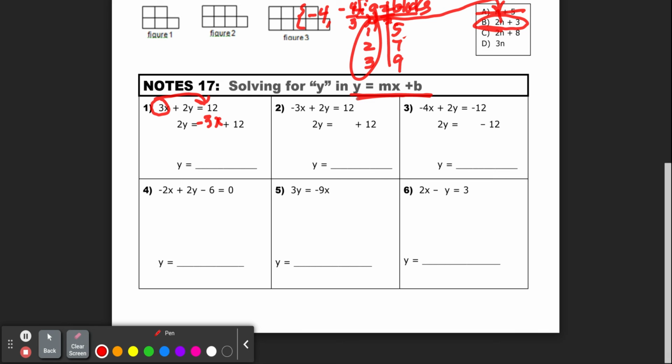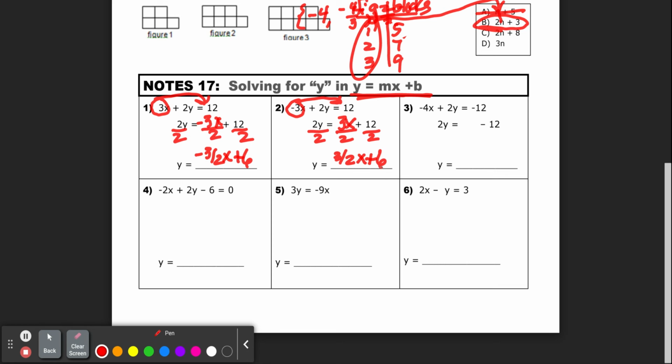So now what we're going to do is go through and divide everything by 2. So we're going to have -3 over 2x. 12 divided by 2 is 6. And there you go. That's our answer. So on this one, we're going to take that -3x and move it over. Since it's negative on the left, when we move it over, it's going to become positive. Then we're going to go through and divide everything by 2. So y is equal to 3 over 2x plus 6.